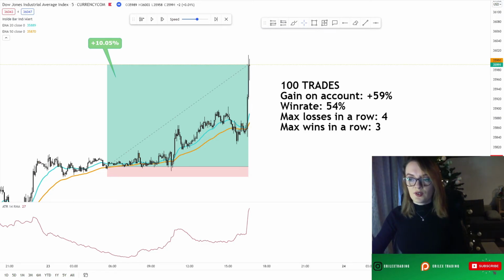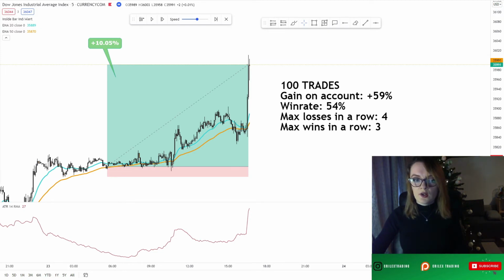The win rate for this strategy is 54%, and the maximum losses in a row were 4. I have to mention that these percentages were calculated based on a standard 1% risk per trade, meaning that even if the 4 losses in a row happened in the same day, I wouldn't violate any drawdown rules for the FTMO or other prop firms.